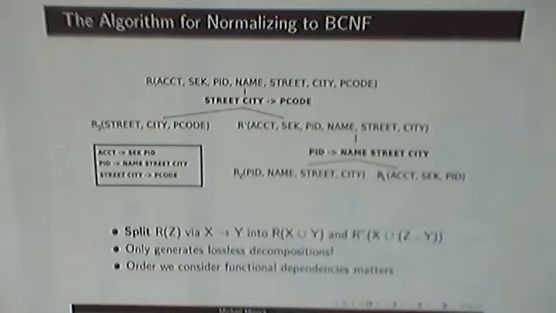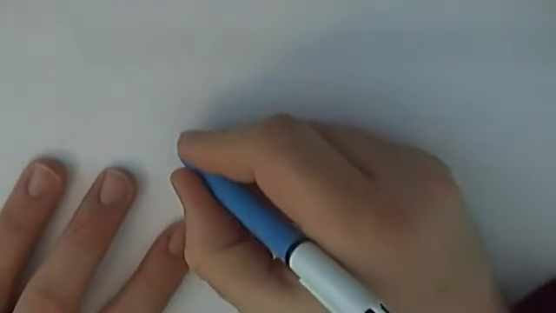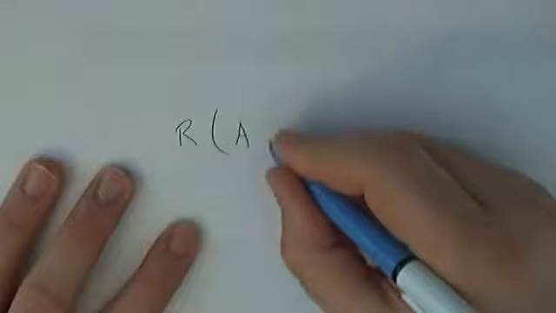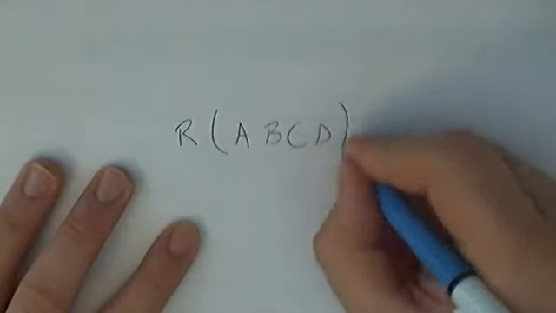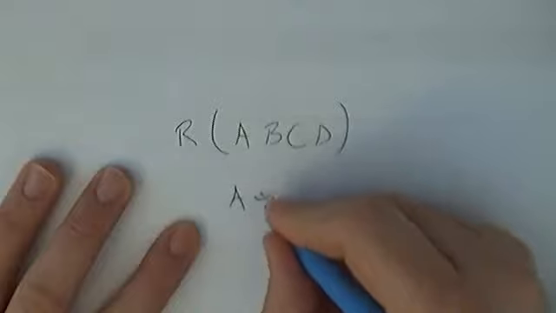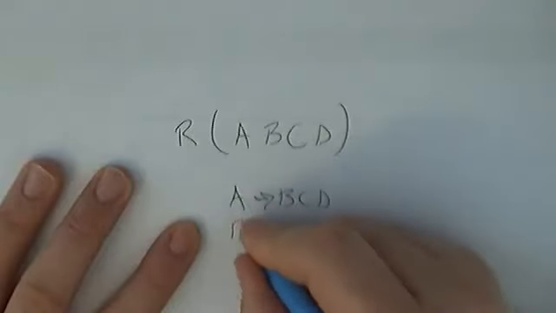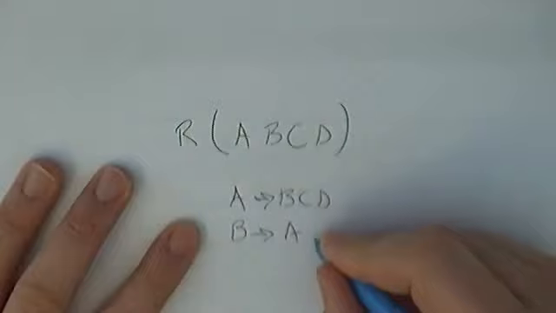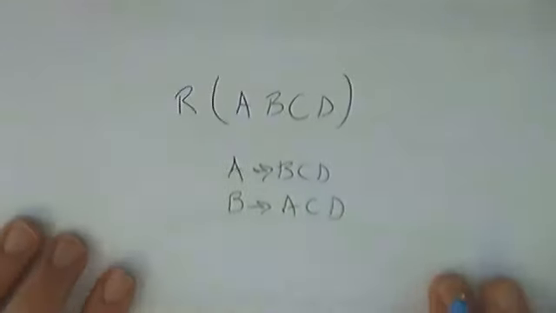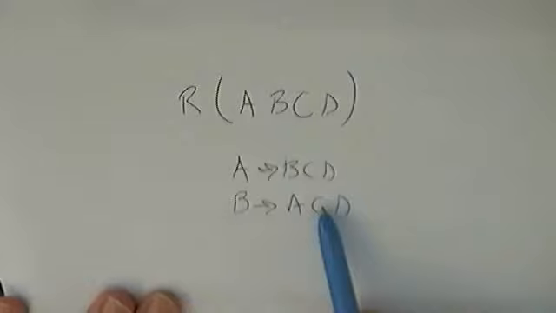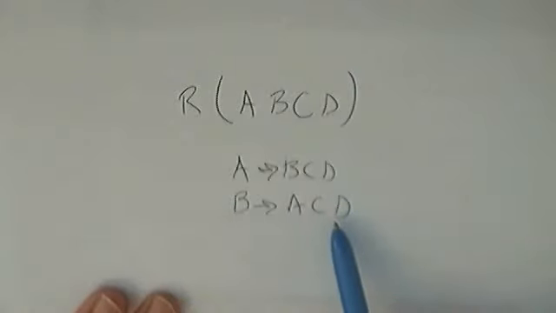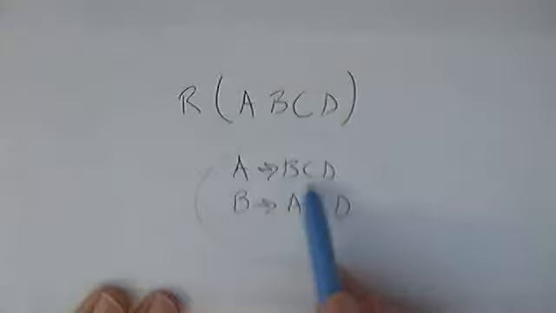And on that last point, let me just show something here. What about R(A, B, C, D), and then A goes to B, C, D, and B goes to A, C, D. All right. So is this in BCNF, given these functional dependencies? Yes, good, because A is a superkey, and B is a superkey, so it's in BCNF, right?